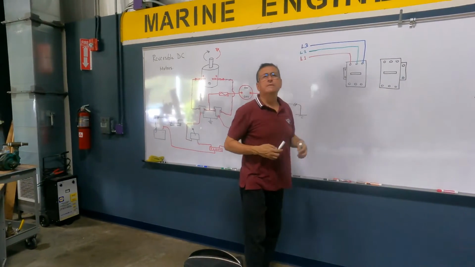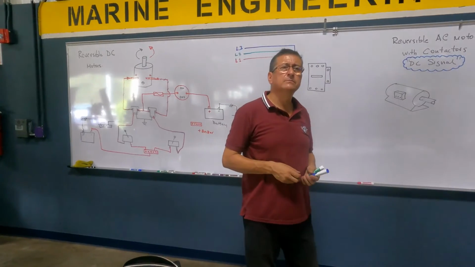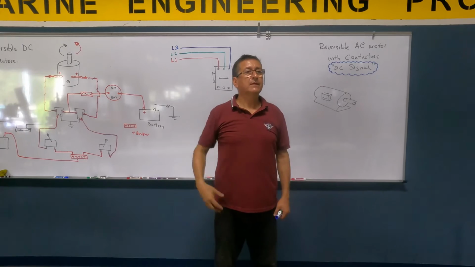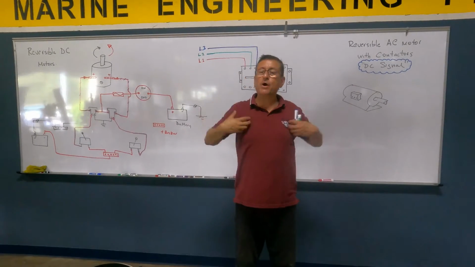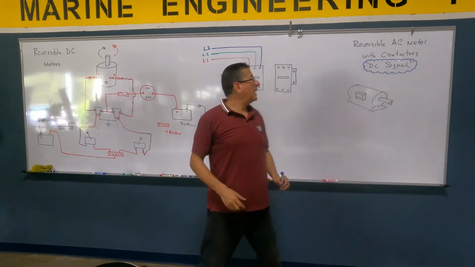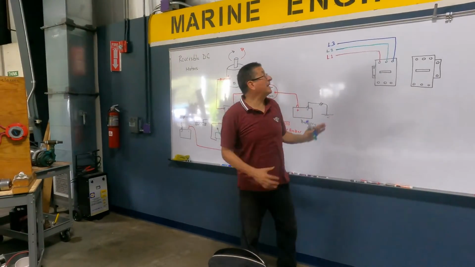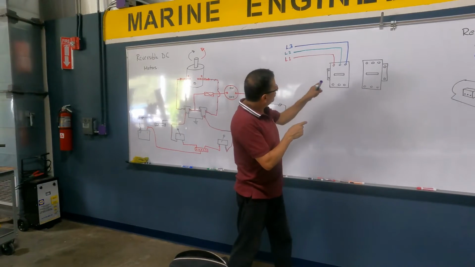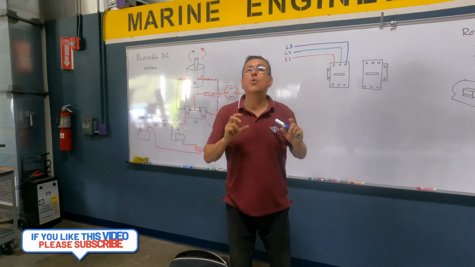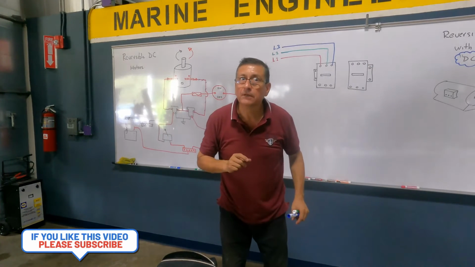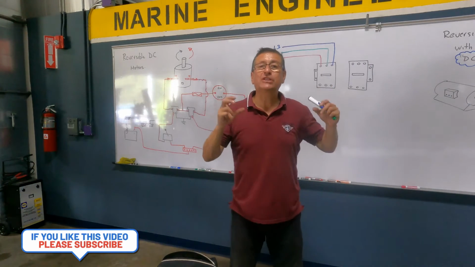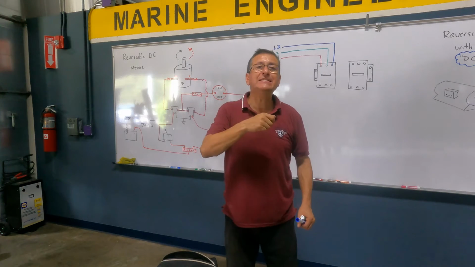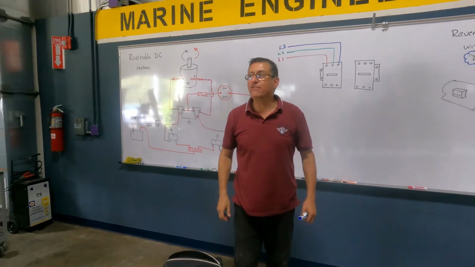Okay, I have three phases. Where are those three phases coming from? From my panel, from my shore power, because my boat is three-phase. Those three phases are coming in. Those are the contactors. I am going to explain in this example how to activate those contactors with a DC signal. I can also activate those contactors with an AC signal. I'm going to do both examples, with AC and with DC. Everybody follow me?